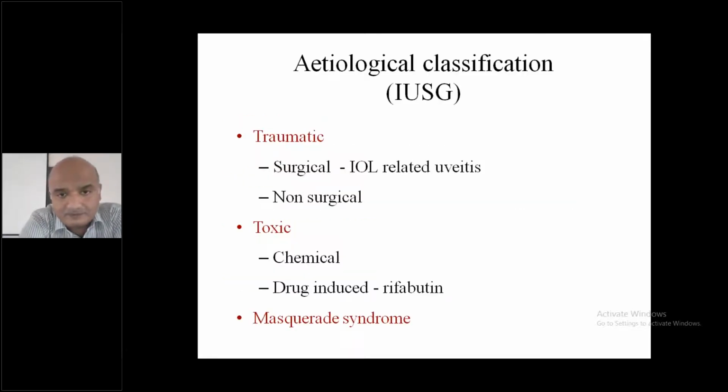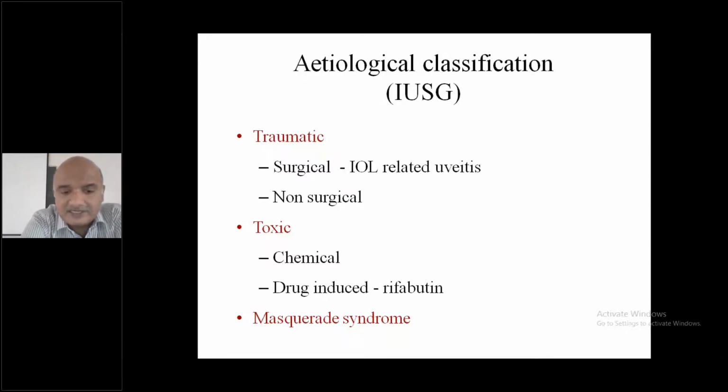Then the next one is traumatic. Traumatic uveitis can be classified as non-surgical or surgical. Non-surgical could be because of pure trauma, which could involve the uveal tissue. Surgical or IOL related uveitis: if you have performed a surgery and the uveal tissue has got exposed and has not been properly buried and covered during surgery, this can lead to surgically induced or IOL related uveitis. Some chemicals and some drugs also can lead to toxic uveitis.